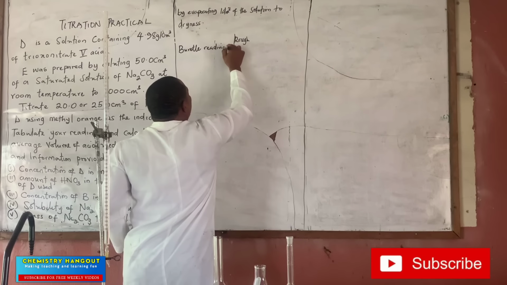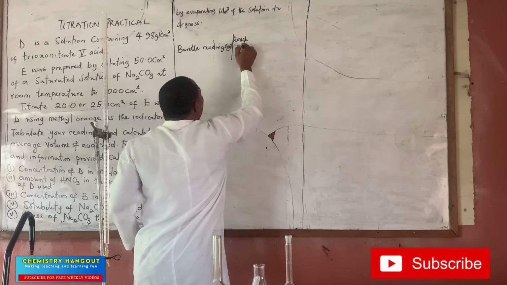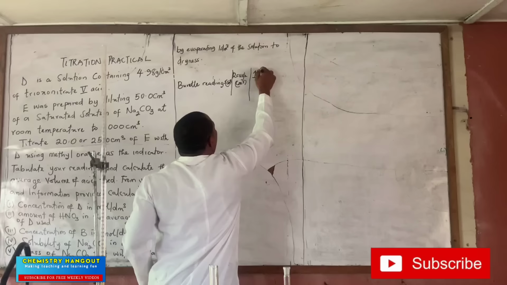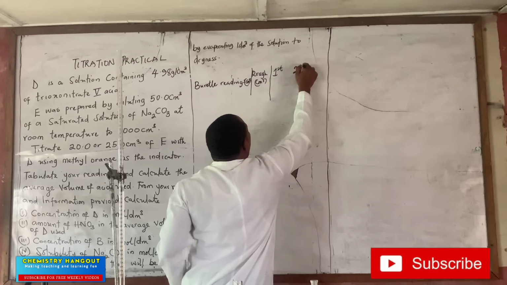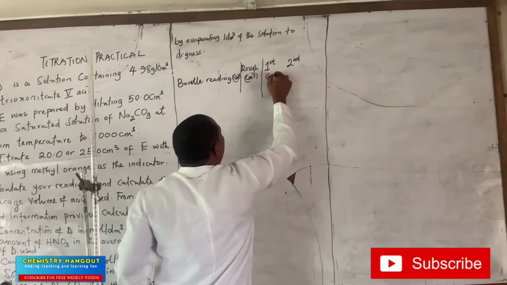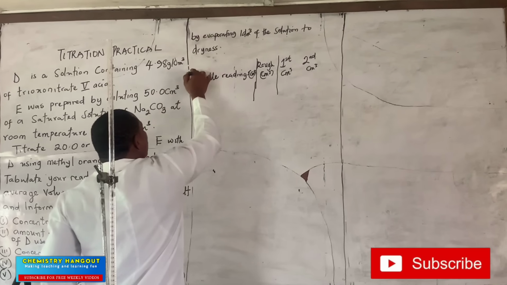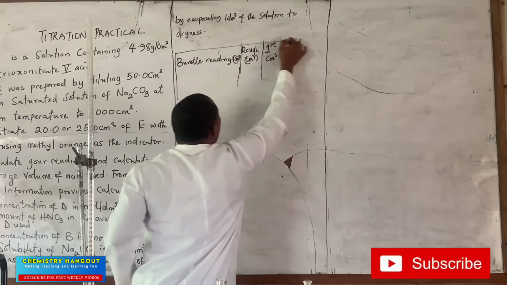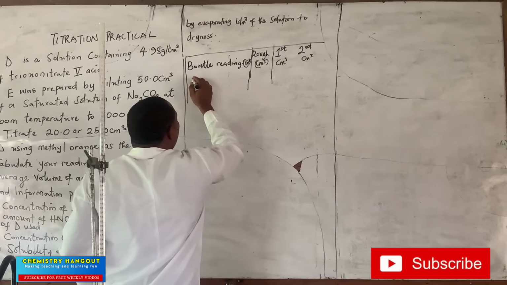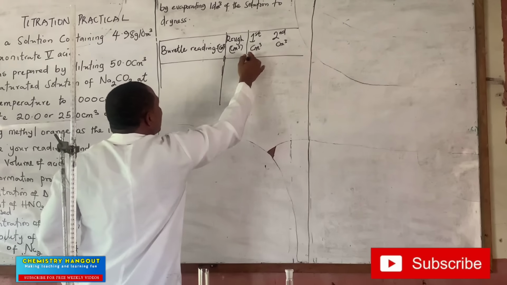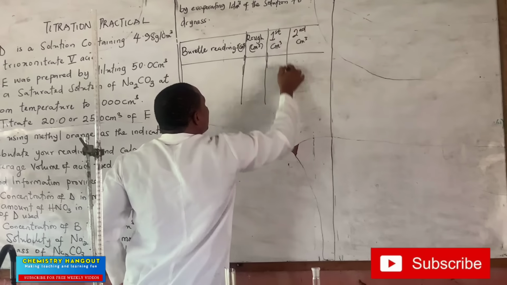In centimeter cube. Okay. My rough in centimeter cube also. Then I'll just have, I want to do just for first and second, since I already know the average volume I will be using. So very quickly now. Okay, please don't forget all those things. They are very, very important.